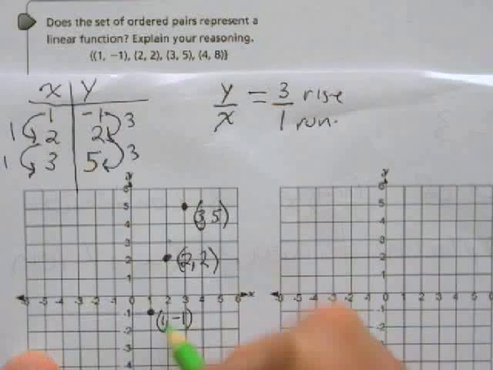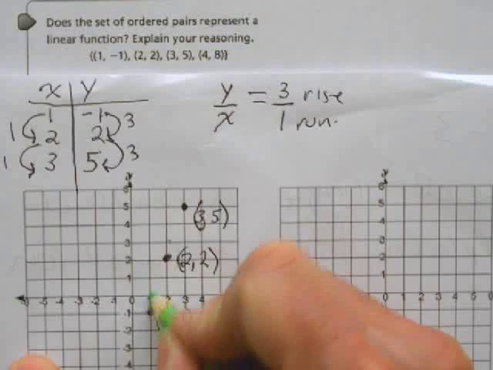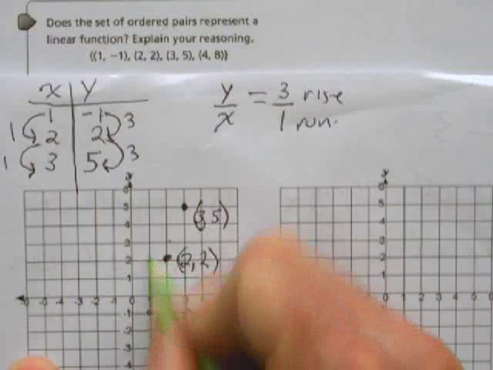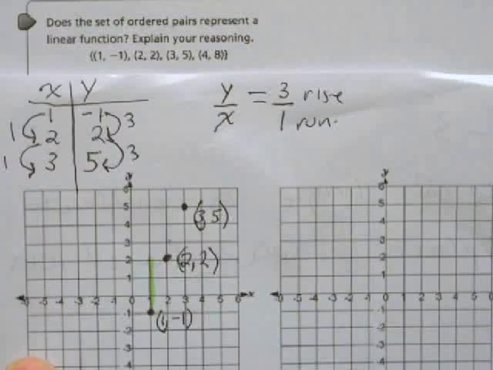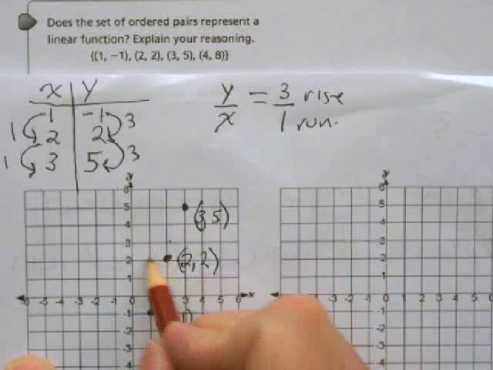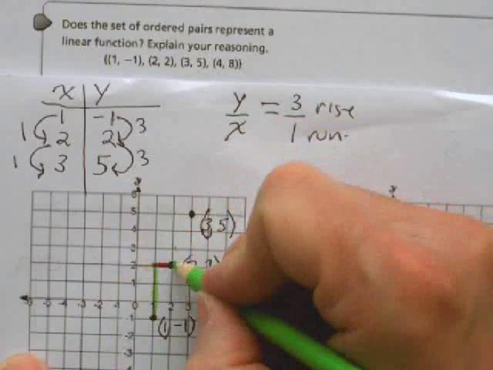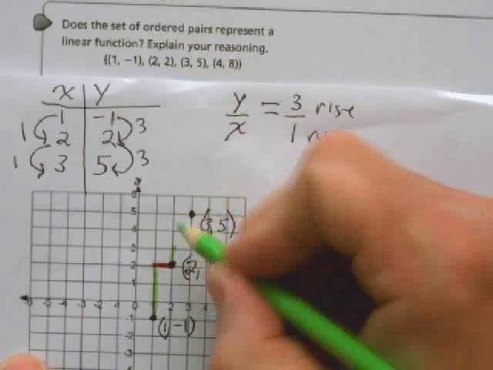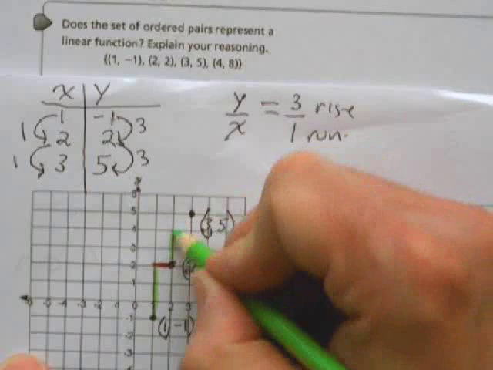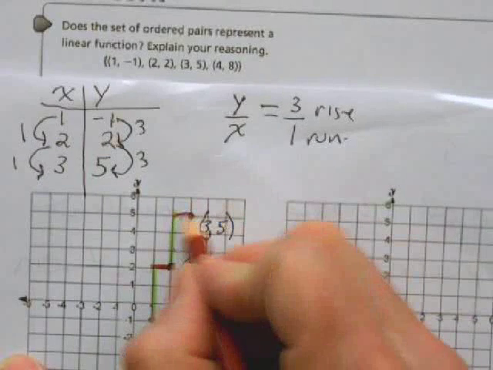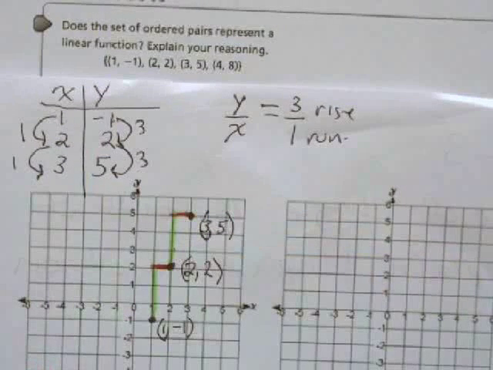I'm starting here at 1, -1, and I'm going up 1, 2, 3, and over 1. Hopefully, yeah, there we go. I'm going to do it again. I'm going to go up 3, 1, 2, 3, and over 1. And yeah, clearly this slope is consistent. It's 3 over 1 in between the points.